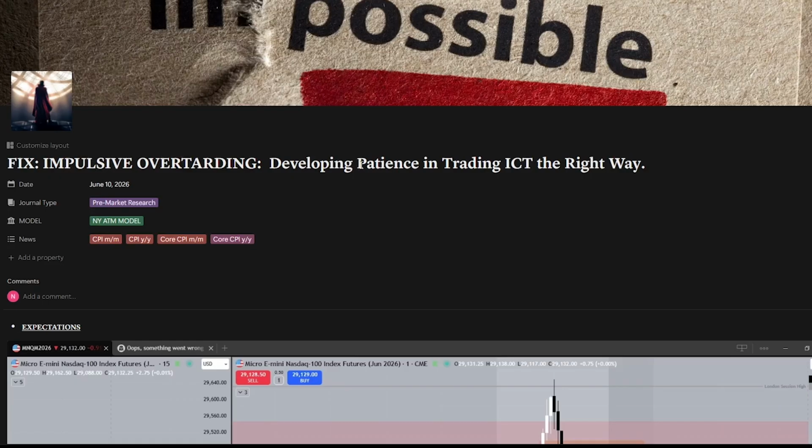Now, ICT gave his 2 cents on this topic. He said you need a model. Sticking to the rules of a model is going to solve overtrading and impulsive overtrading. In this case, I'm choosing the New York ATM model, and for the whole of today, I'm going to show you a breakdown of my thought process interpreting this model.